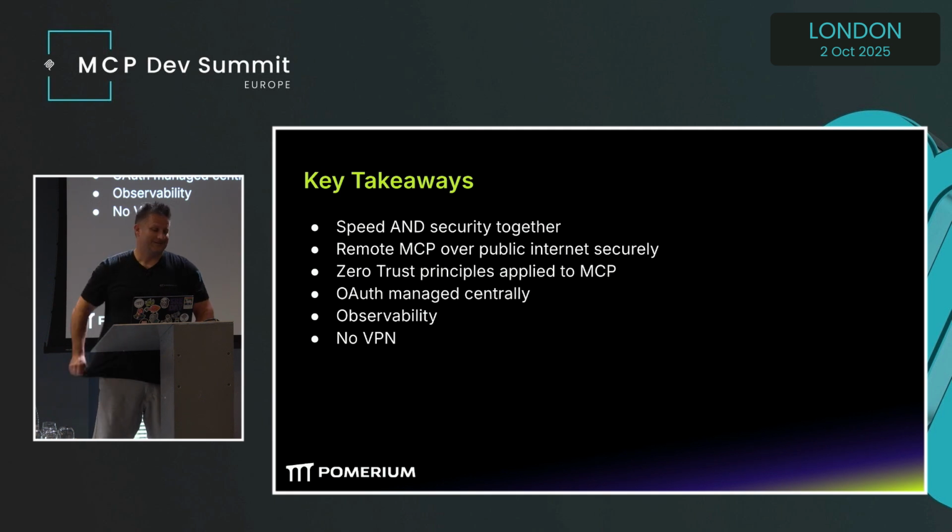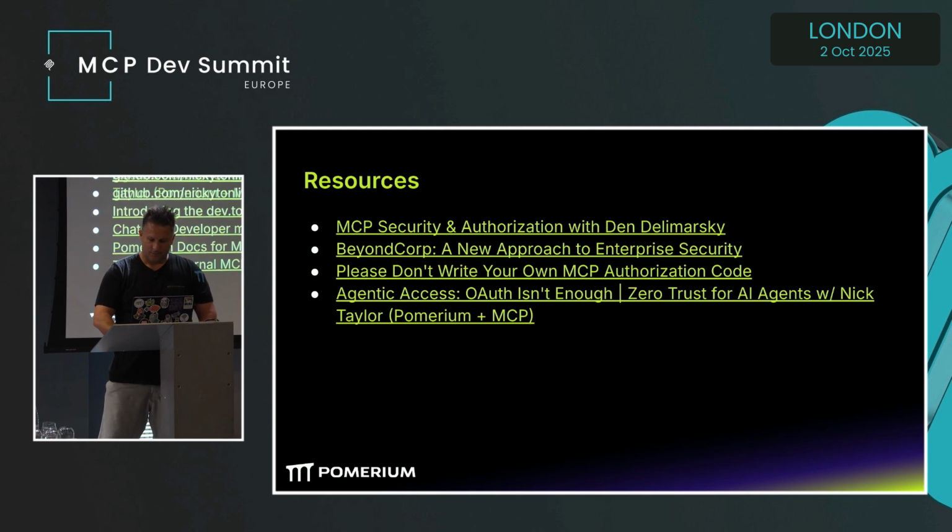So even though the demo died, ideally you'll be able to do this quickly and have security from the get-go. Like I said: public remote MCP, even during dev, zero trust principles applied, OAuth managed centrally, including upstream, and you get observability out of the box. And no VPN. And that's pretty much it.